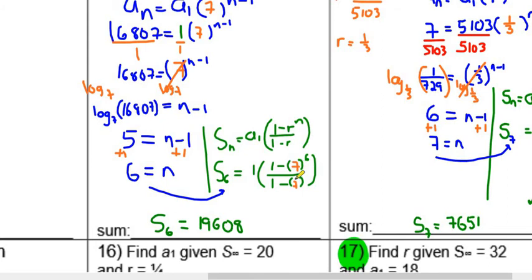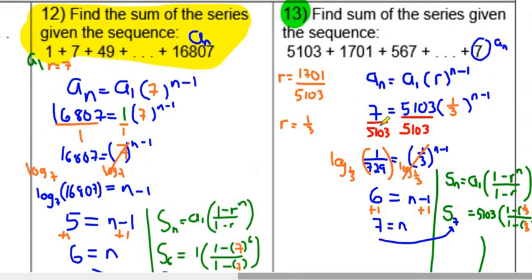So once you know that, then it's the same old game. 6 is in. You put 7 here. You type that into the calculator. You get 19,608. So one more of those, because people do somehow get really frustrated by it. So R in this case is not obvious. You would take 1,701 divided by 5,103. That comes out to a third.